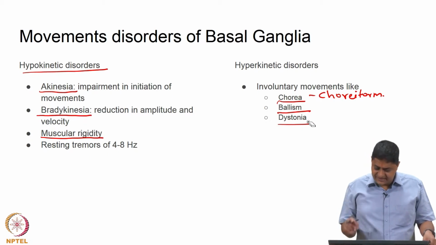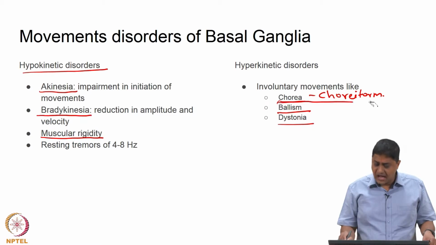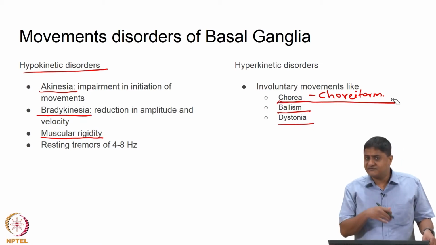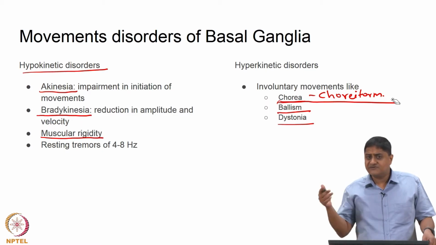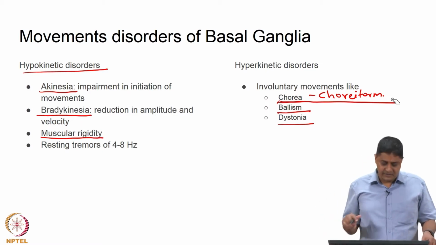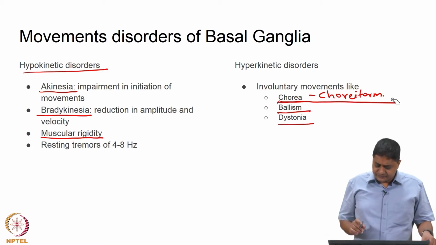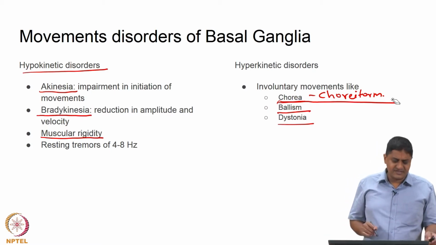For the purpose of this class, we will only discuss chorea of one type. Chorea itself is of multiple types. In this class, we will discuss the Huntington's chorea. In a future class, we will also discuss Sydenham's chorea. Okay. Chorea itself is of multiple types. Here, we will discuss Huntington's chorea.